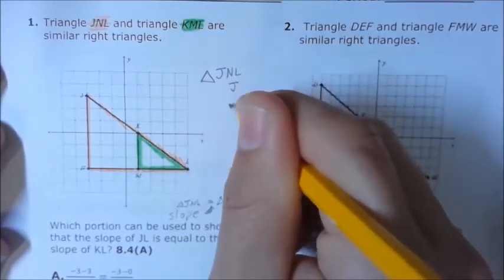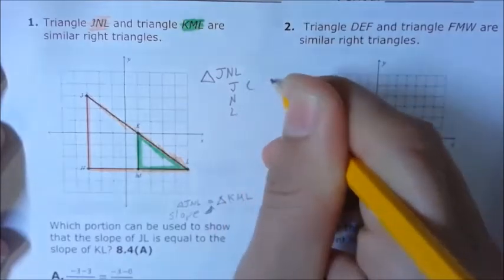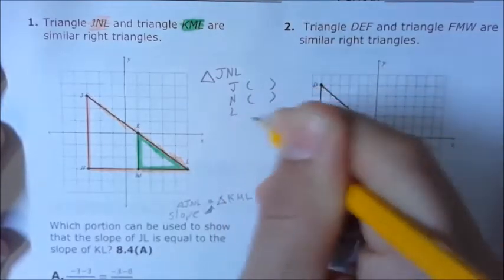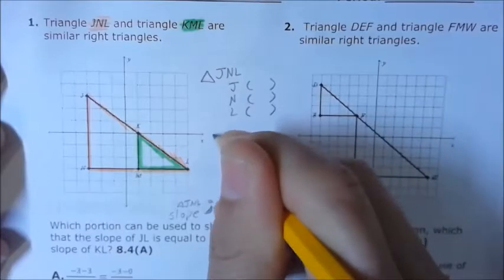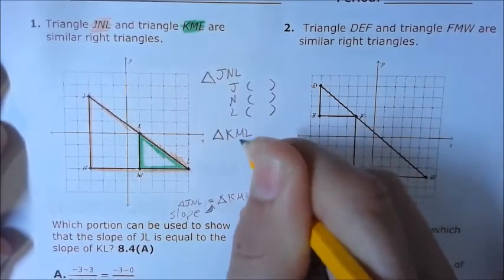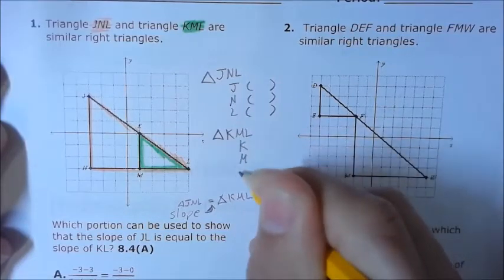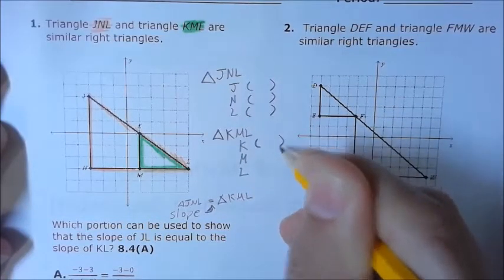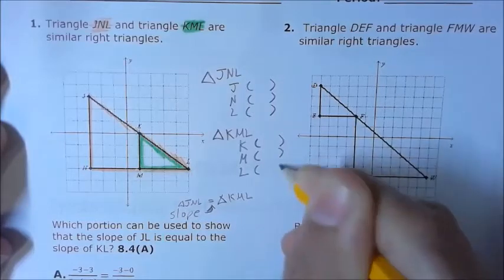And we're going to put a J and an N and an L, and we want to find our ordered pairs for these points. Then we're going to do triangle KML. So K, M, and L. And once again, we're looking for our ordered pairs.